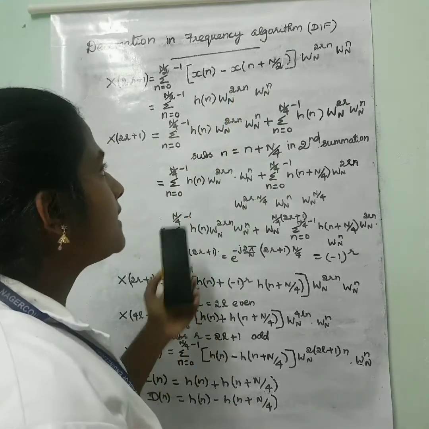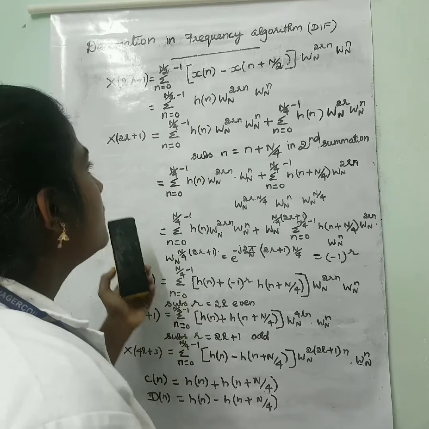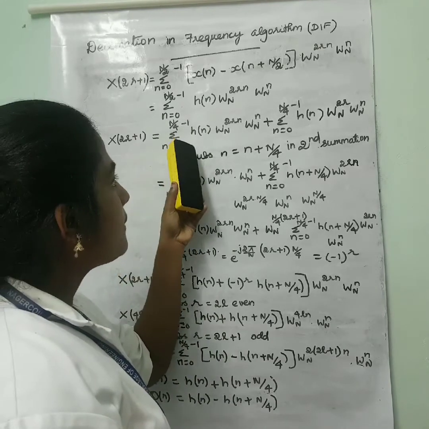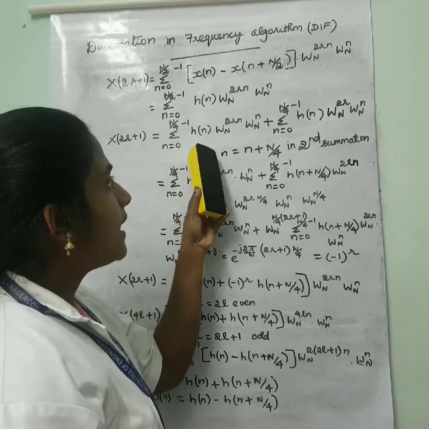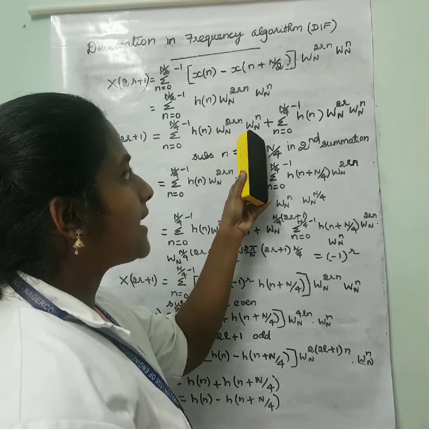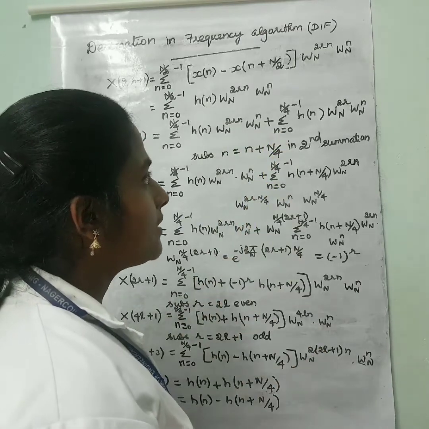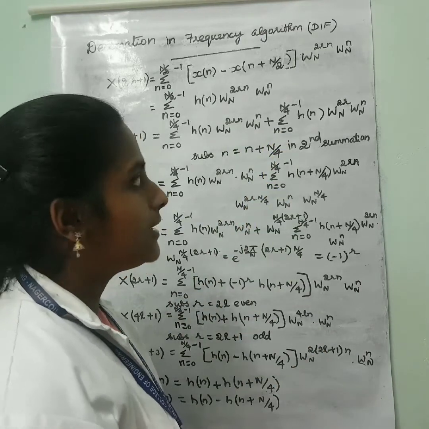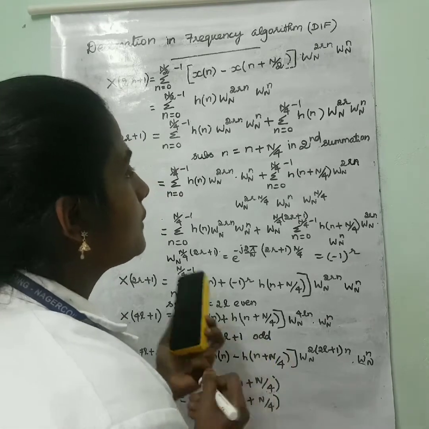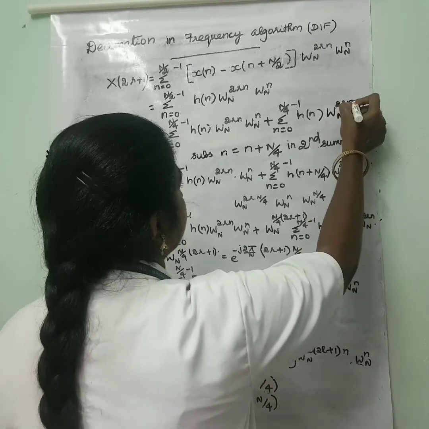Next you have to split this equation into two parts. So you will get summation n is equal to 0 to N by 4 minus 1 of h of n into W_N power 2rn into W_N power n plus summation n is equal to 0 to N by 4 minus 1 of h of n into W_N power 2rn into W_N power n.